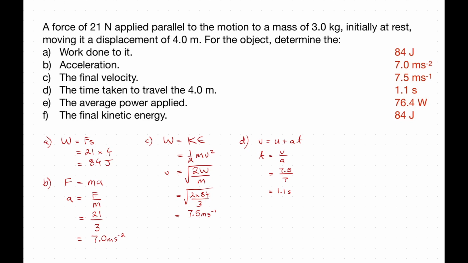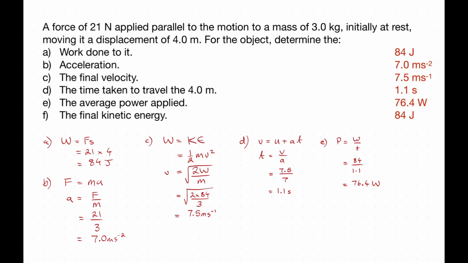Finally, for E, we're going to calculate the amount of power. So the power for this situation is going to be power equals work divided by time. Our work is 84 joules divided by the time taken to do that, which is the 1.1 seconds, which is then going to get us the 76.4 watts worth of energy.